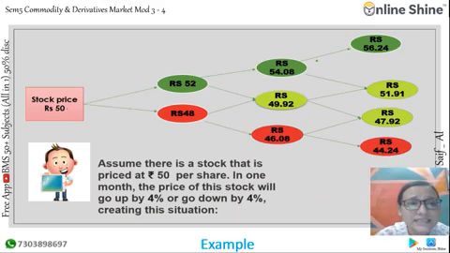So take 4% of 50 rupees. Add it, because it is upward. So this is upward and this is downward.